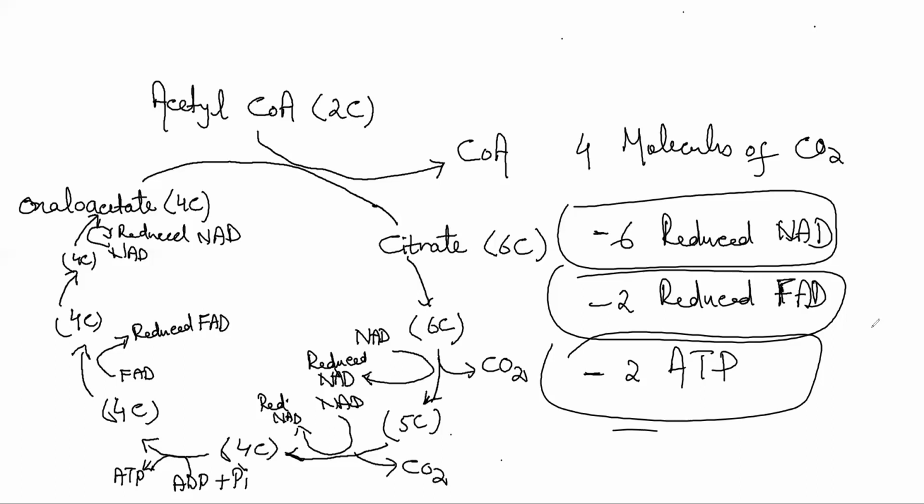So acetyl coenzyme A combines with a 4-carbon compound, oxaloacetate, to form a 6-carbon compound called citrate, and because of this, it is also called the citric acid cycle. And then obviously coenzyme A gets free and is ready to combine once again with another acetyl unit to form acetyl coenzyme A.